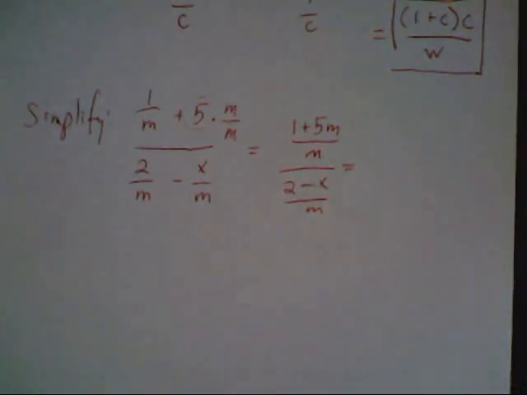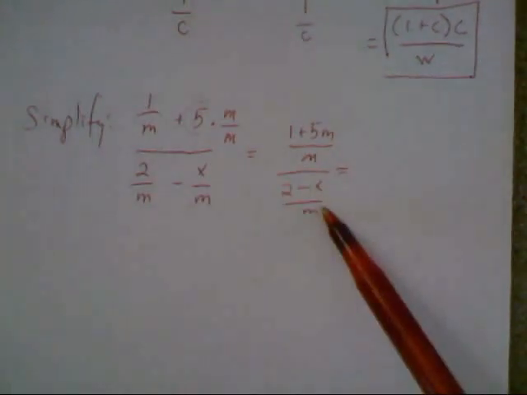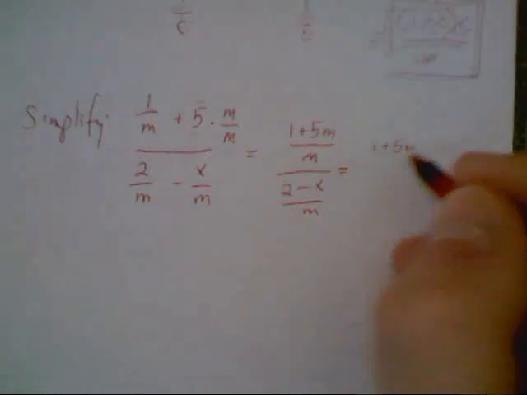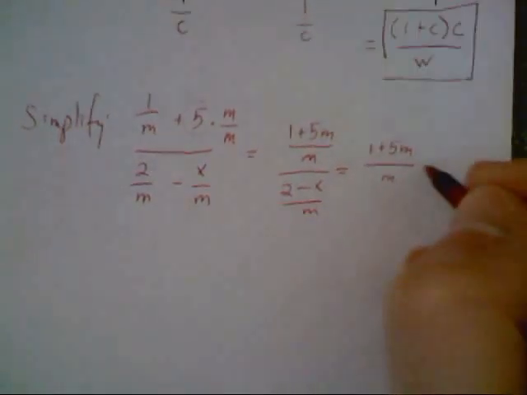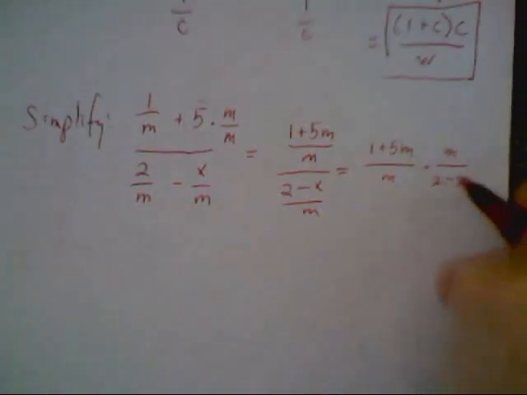Not yet necessarily, Keaton. I think you'll see why in a second. But good question. No, we don't need to put 1 plus 5m in parentheses. Okay, so first step, common denominator. Second step, yeah, KFC, right? So this we want to bring to the top and flip it and multiply. 1 plus 5m over m times m over 2 minus x.